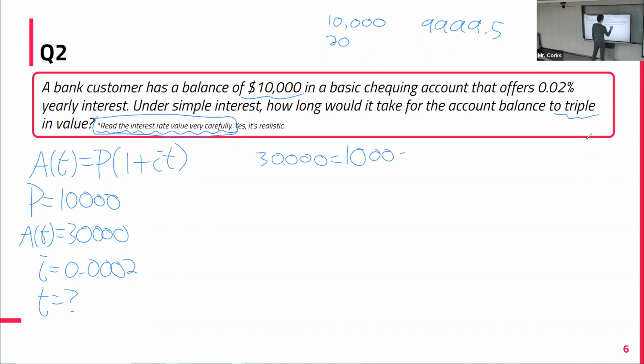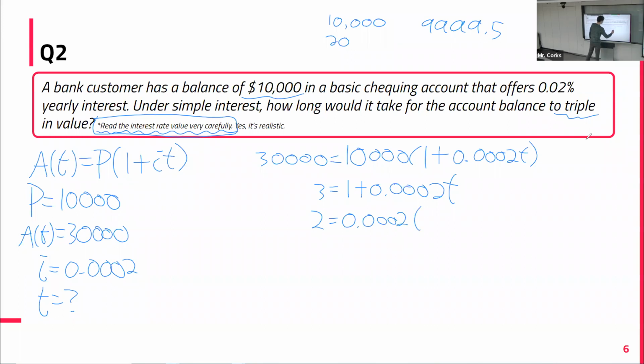30,000 equals 10,000 times 1 plus 0.0002 t. And just divide here. So we get 3 is equal to 1 plus 0.0002 t. So 2 is equal to that. Okay, so we get 1 over 0.0001 is t, and just do that division there. t is 10,000. So there's our solution.